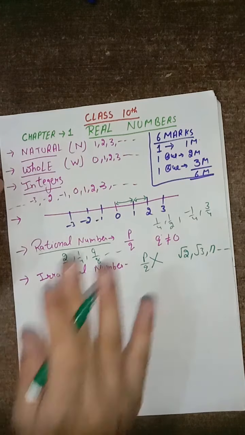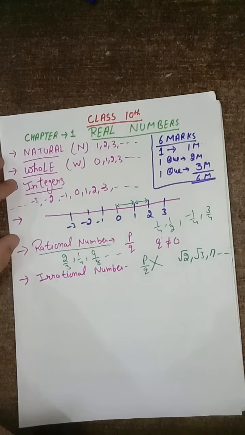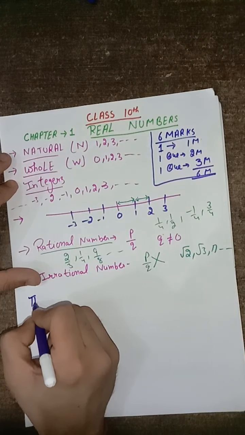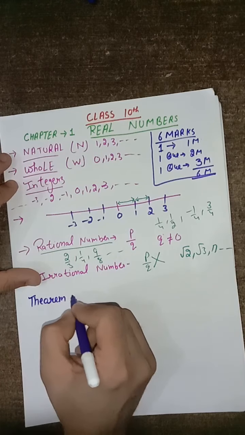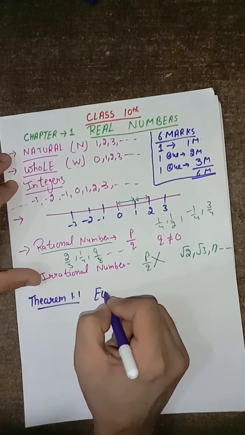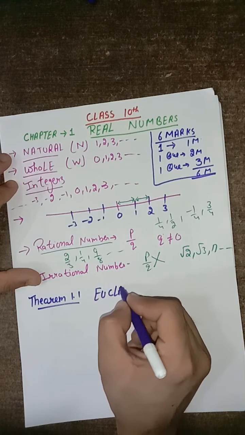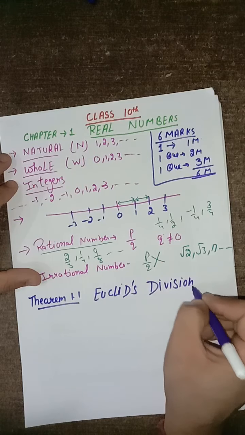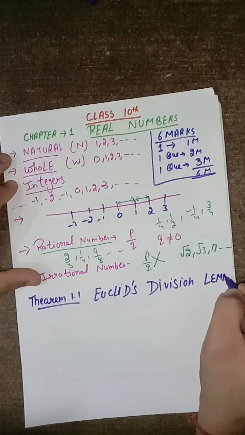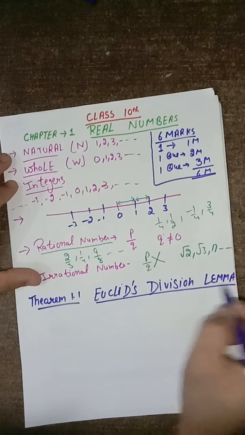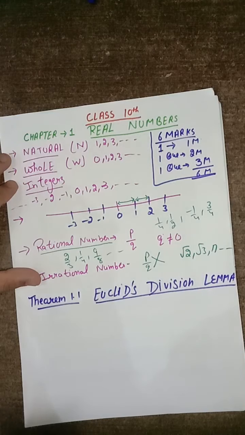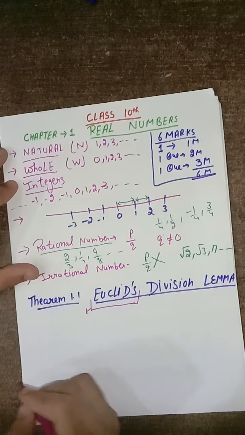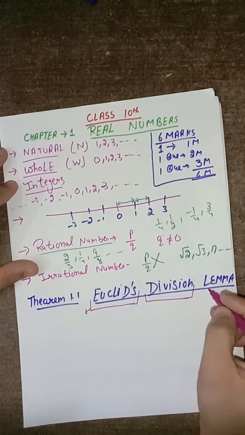Now we start our chapter, class 10 chapter real numbers. Our first topic is Euclid's division lemma, that is theorem 1.1, Euclid's division lemma. So what is the meaning of Euclid's division lemma? First, Euclid is the name of a mathematician, and division we will discuss now.